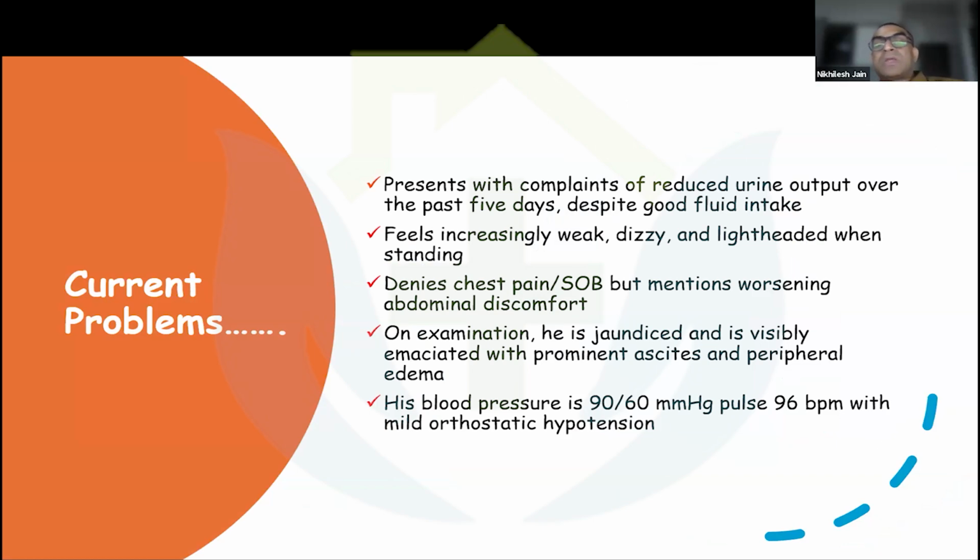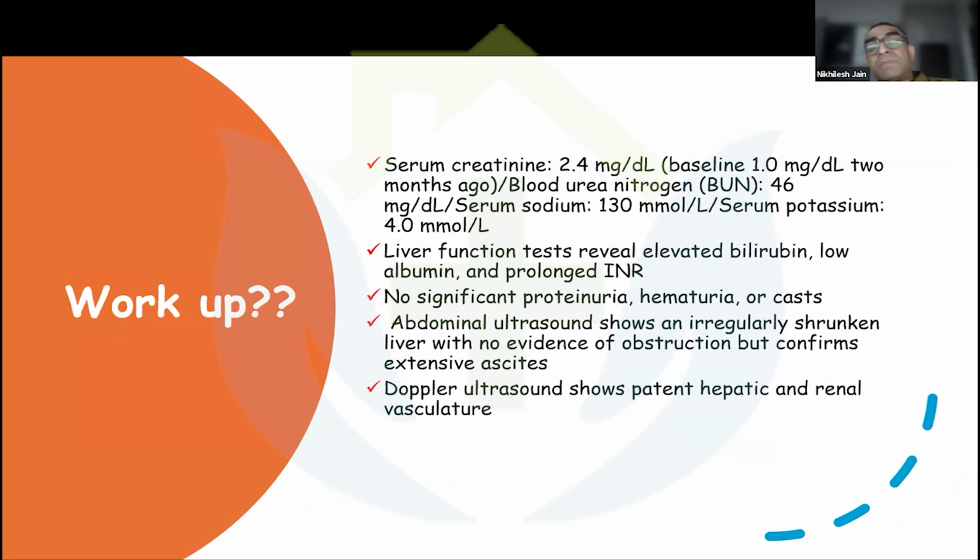Blood pressure is 90 by 60 mm mercury. Pulse of 96 beats per minute with mild orthostatic hypotension. When we do a workup, serum creatinine is noticed to be 2.4 milligram per deciliter, and baseline was something like 1 mg per dl 2 months ago. Blood urea nitrogen is 46 milligram per deciliter. Serum sodium is 130. Serum potassium is 4.